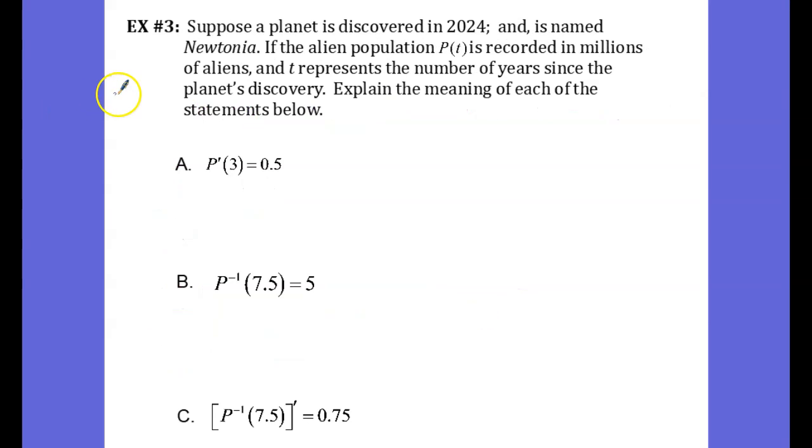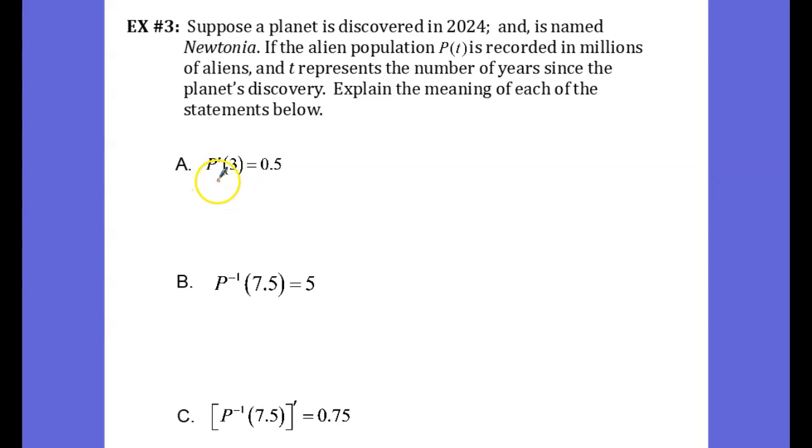In example 3, we're told to suppose a planet is discovered in the year 2024 named Newtonia. If the alien population, P of t, is recorded in millions of aliens, and t represents the number of years since the planet's discovery, explain the meaning of each of the statements below. In part A, we're given that P prime of 3 is equal to 0.5.